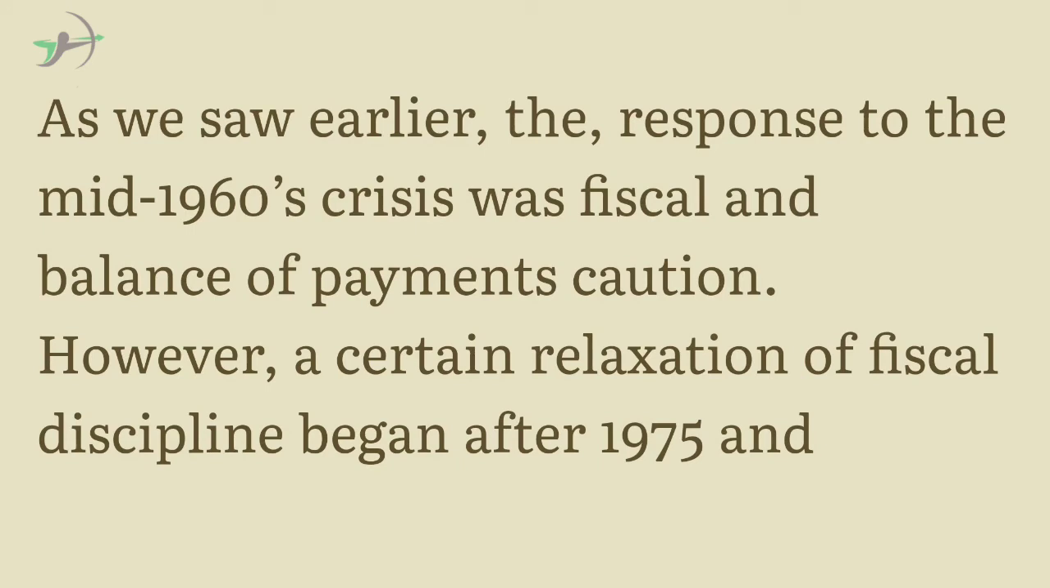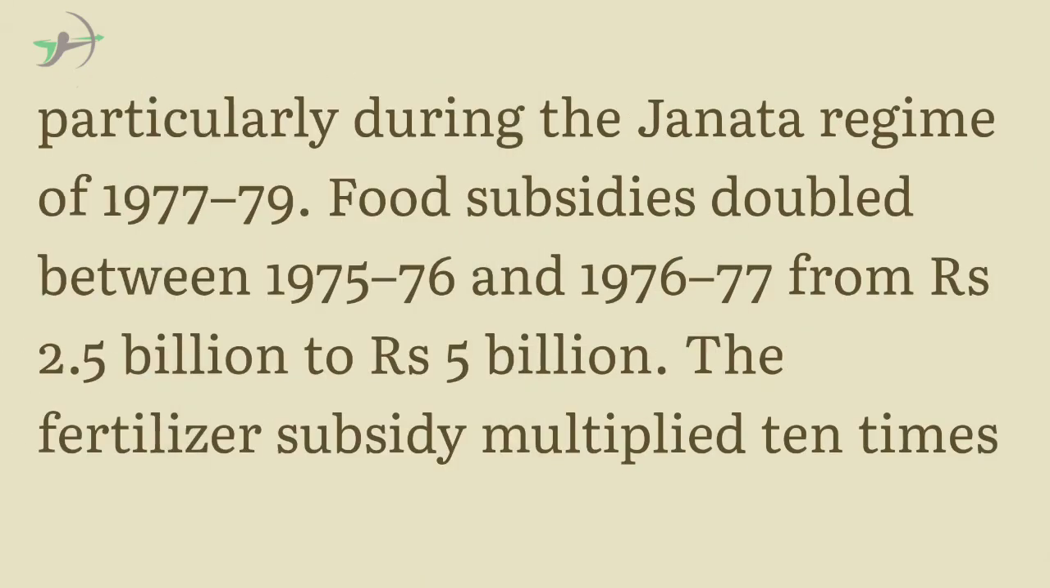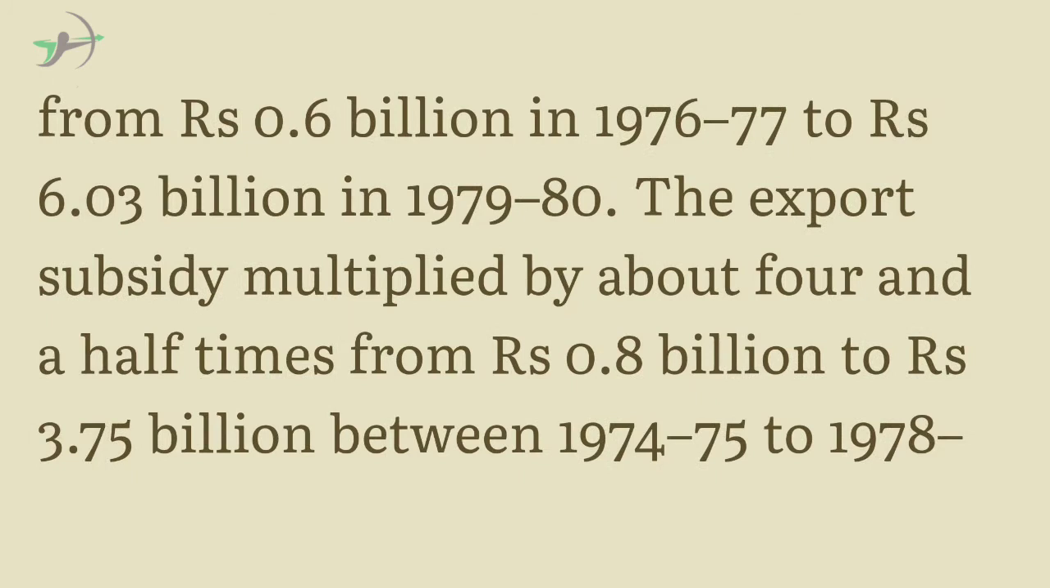As we saw earlier, the response to the mid 1960s crisis was fiscal and balance of payments caution. However, a certain relaxation of fiscal discipline began after 1975 and particularly during the Janata regime of 1977-79. Food subsidies doubled between 1975-76 and 1976-77 from 2.5 billion rupees to 5 billion rupees. The fertilizer subsidy multiplied 10 times from 0.6 billion rupees in 1976-77 to 6.03 billion rupees in 1979-80.